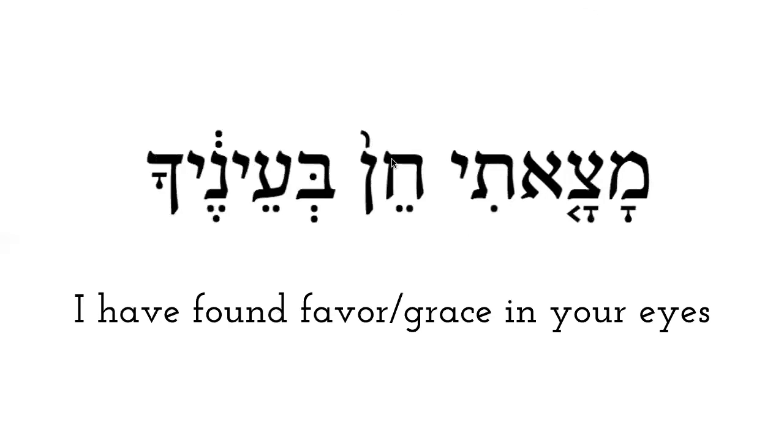Okay, and this is a chet. This is the word chen, and this means favor or grace. Chen. Okay, and this is be'einecha, and the accent is on ei. So be'einecha, and be means in, einei means eyes, and cha means your. So in eyes, your, in your eyes, be'einecha. So if I have found favor or grace in your eyes.